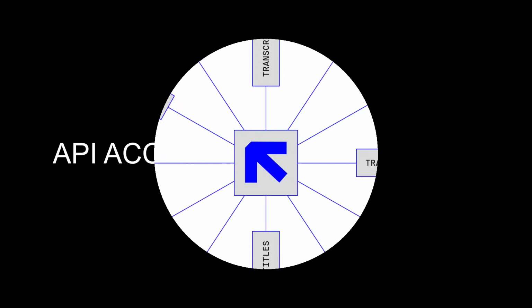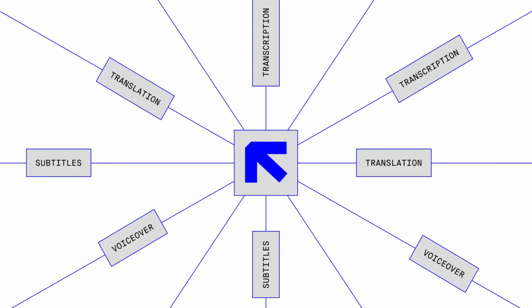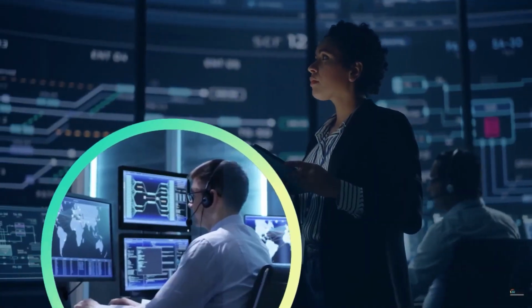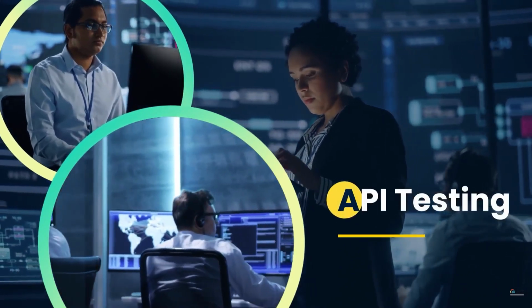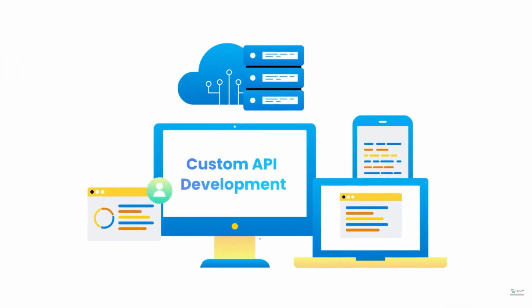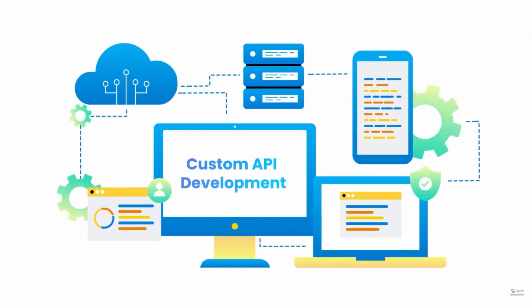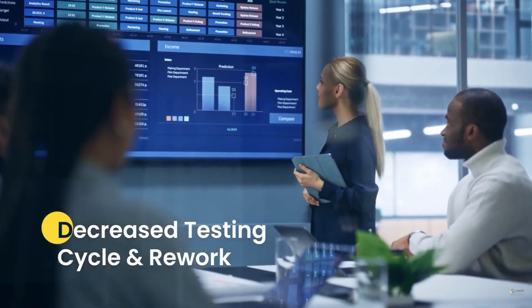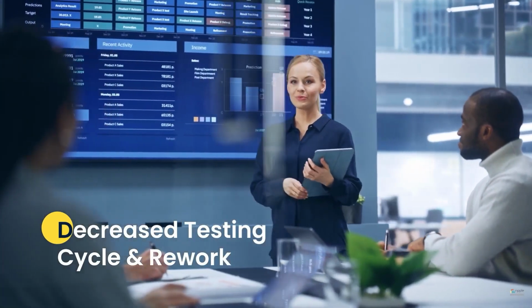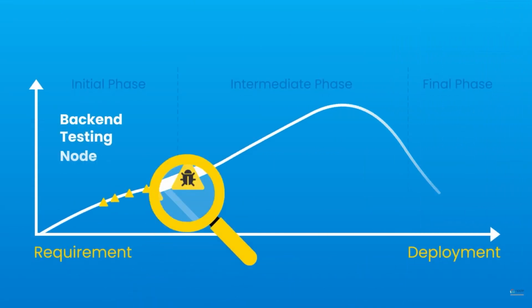The next is API access for integration. Rask AI provides API access, allowing users to easily integrate the platform with their existing workflows or systems. This API access streamlines the localization and dubbing process, making it more efficient and seamless. By integrating Rask AI with other platforms or tools, users can optimize their workflow and maximize productivity.